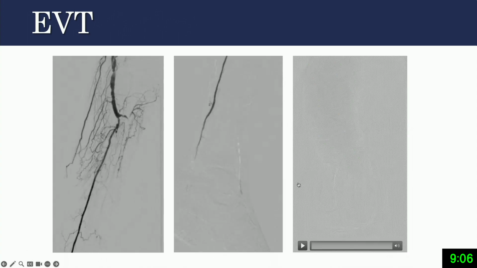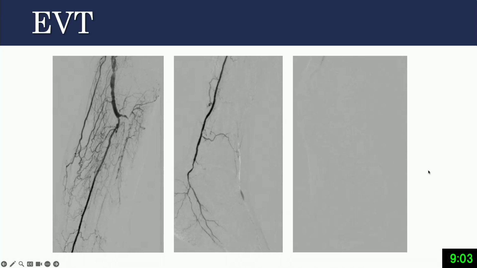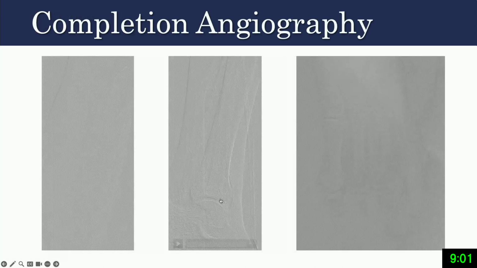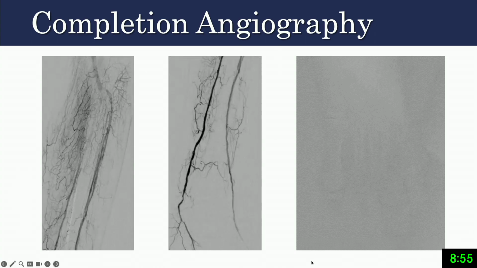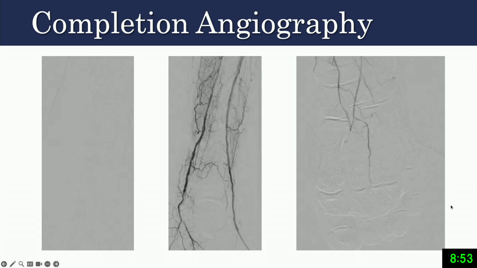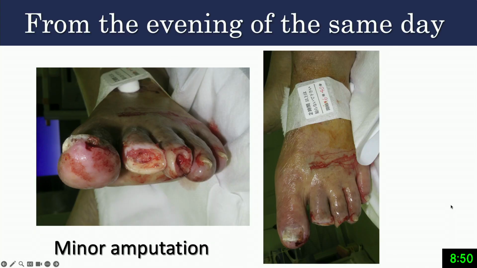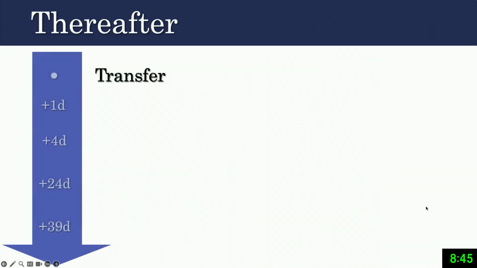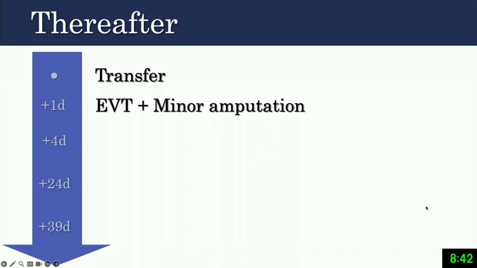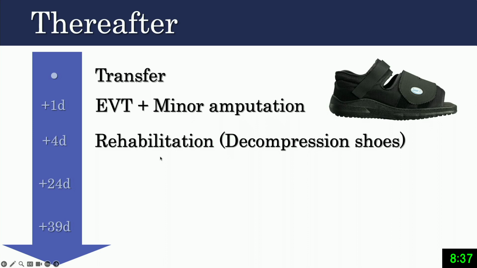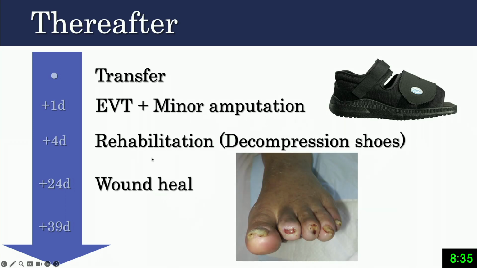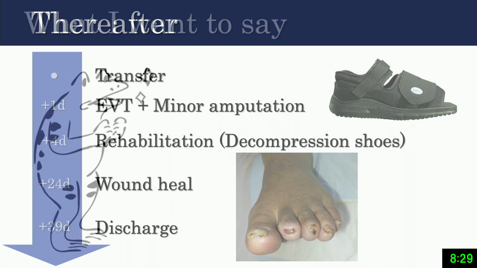So EVT was not so difficult. We restored the blood flow to the intertibial artery, and we got a good result. The minor amputation was done on the same day. Thereafter, rehabilitation was started after 4 days, the wound healed after 24 days, and he was discharged at 39 days.